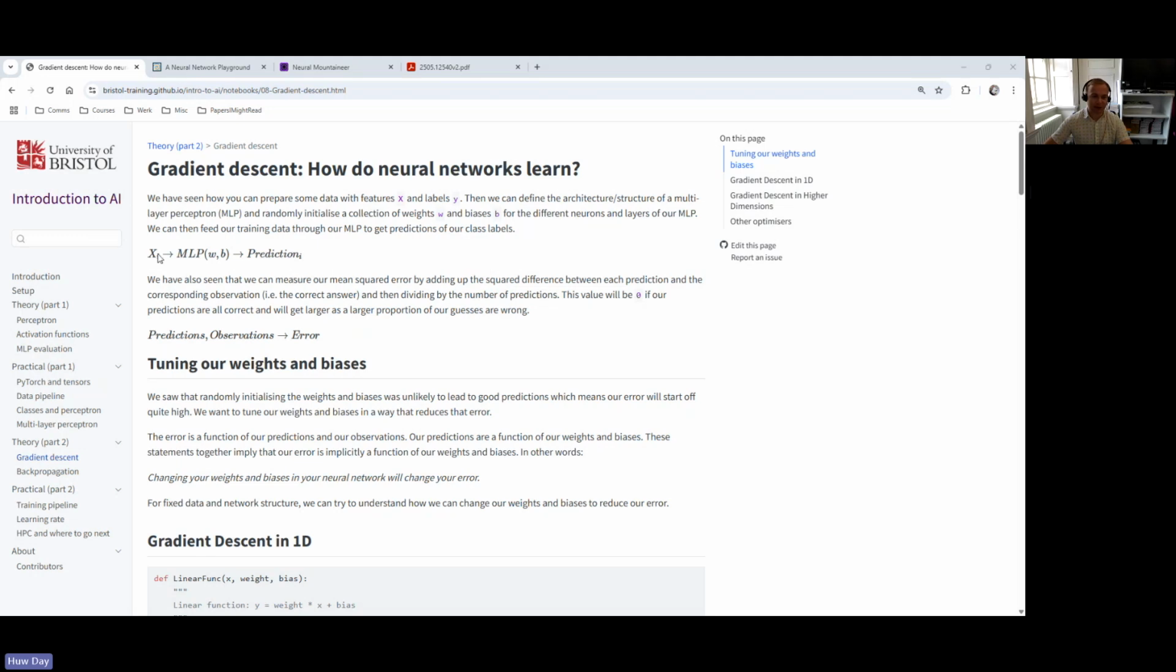So if you think about it, the predictions are a function of our input data and our weights and our biases. And our error is a function of our predictions and our observation. What that means is indirectly changing our weights and our biases will affect the error. And so what we want to do for something called gradient descent is think about how we can affect that.